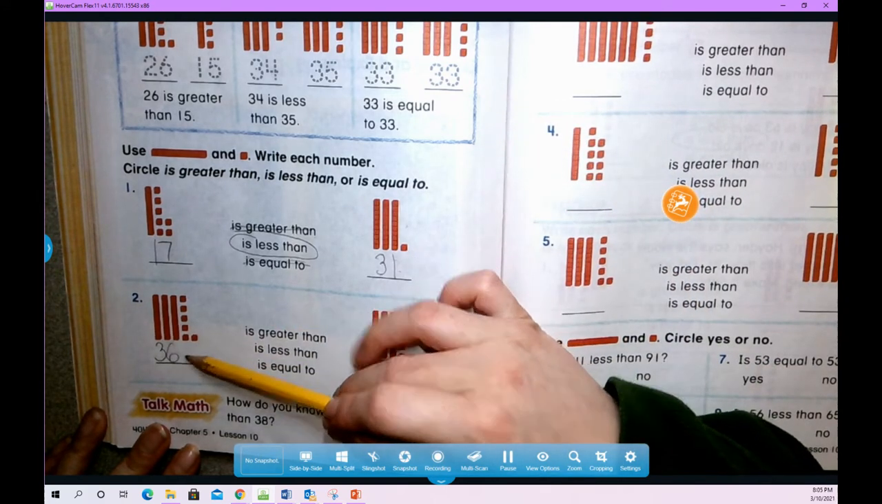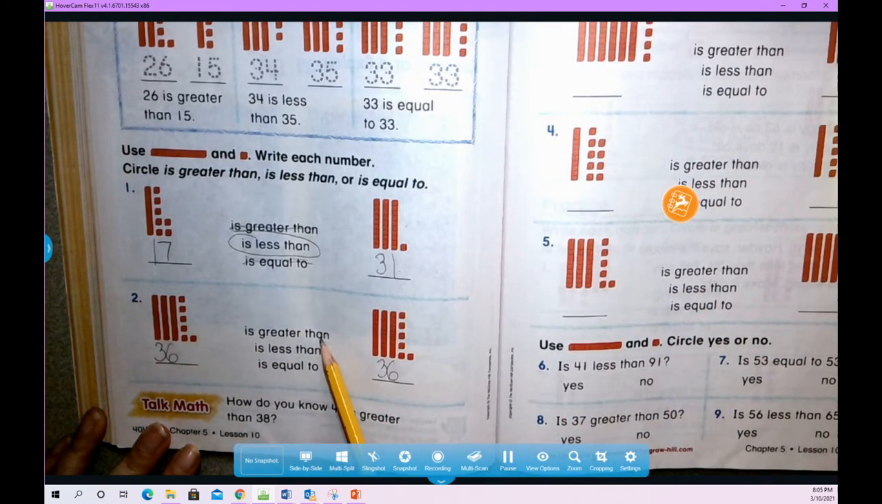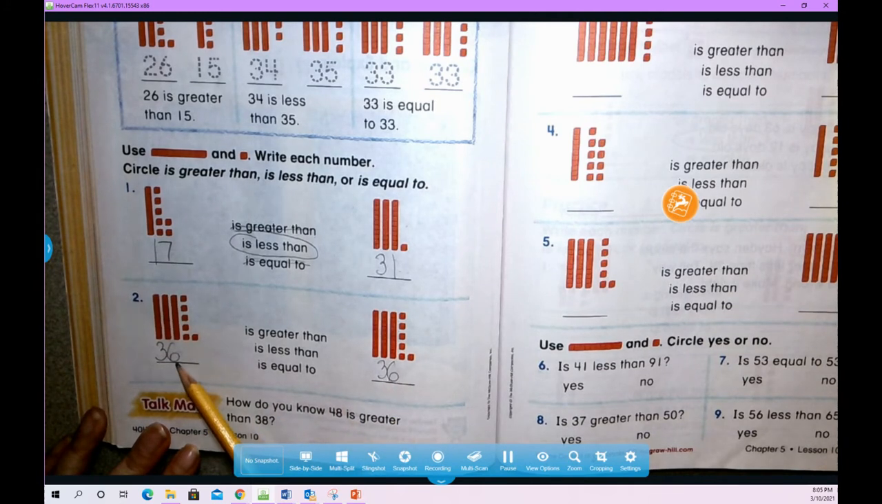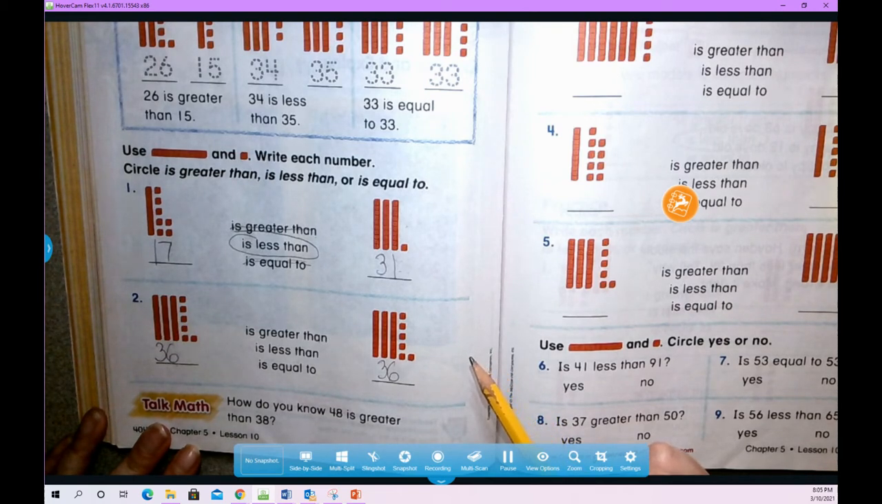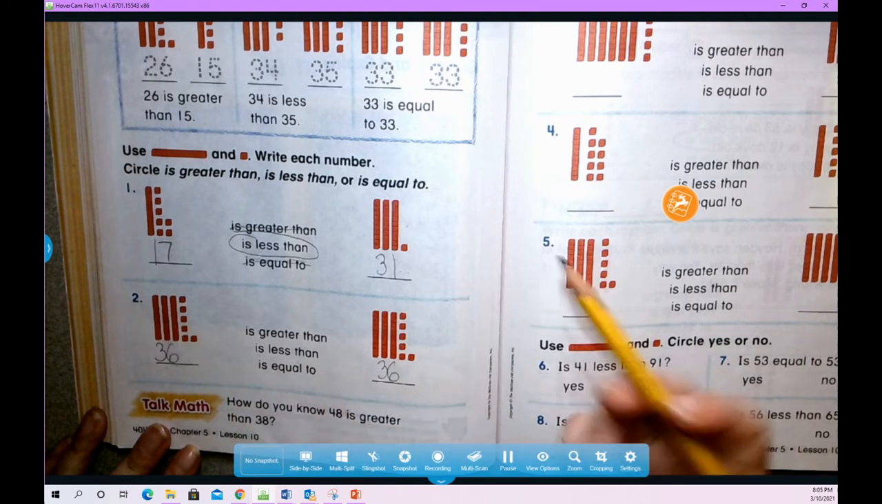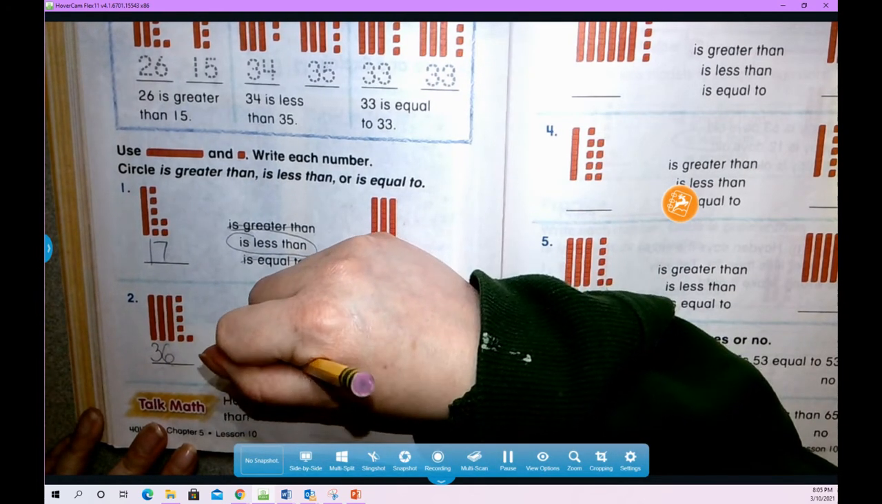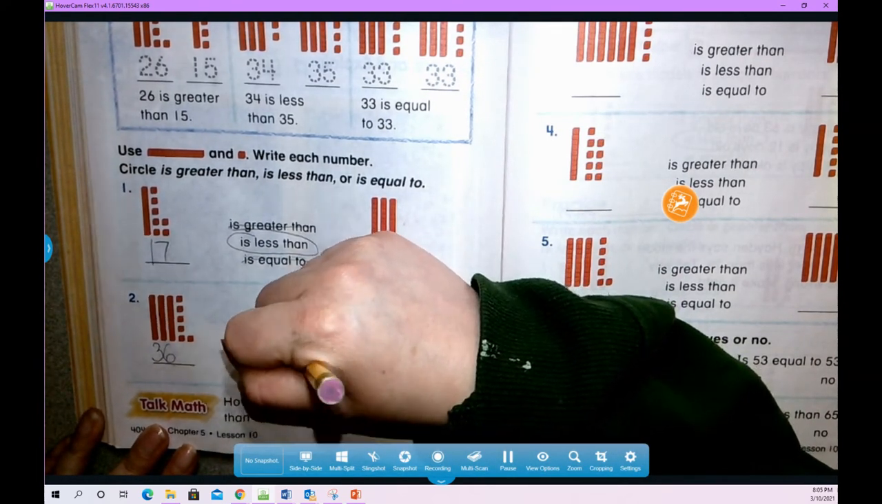So is the number 36 greater than 36? Is the number 36 less than 36? Or is the number 36 equal to 36? Are they the same? They are the same. They have the same amount of cubes. It's the same number. So we know that they are equal to.